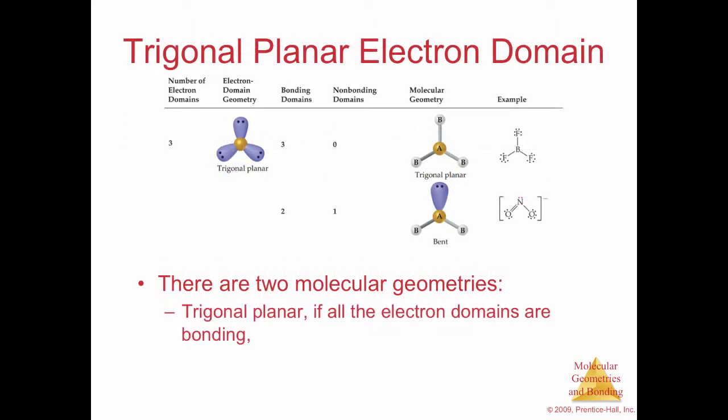There are 2 molecular geometries, trigonal planar if all the electron domains are bonding, and bent if one of the domains is a non-bonding pair. Again, this is a trigonal planar electron domain. We can have a trigonal planar electron domain geometry, with a molecular geometry of either trigonal planar or bent as well.